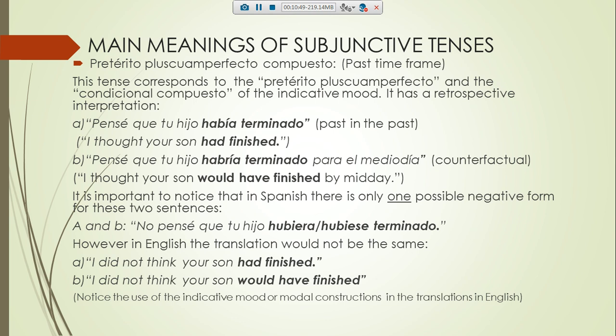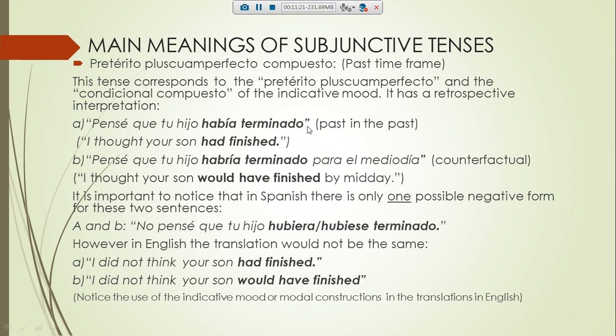Now, let's analyze these examples. The sentence, pensé que tu hijo había terminado, in the indicative mood, and pensé que tu hijo habría terminado para el mediodía, also in the indicative mood. In this case, it's conditional compuesto, and the meaning is counterfactual. Pensé que tu hijo habría terminado, it means that the boy did not finish. And pensé que tu hijo había terminado, also indicative mood, pretérito pluscuamperfecto, past in the past.